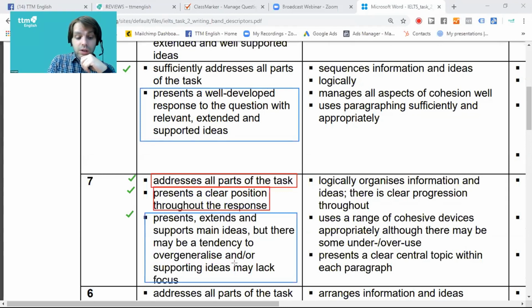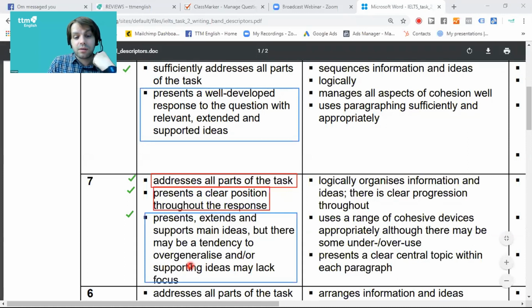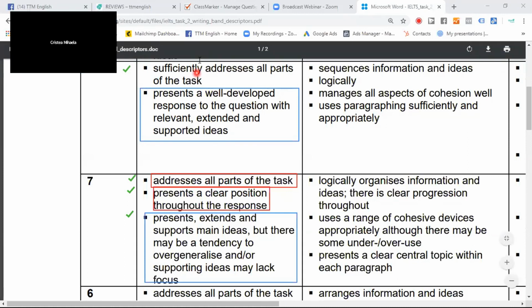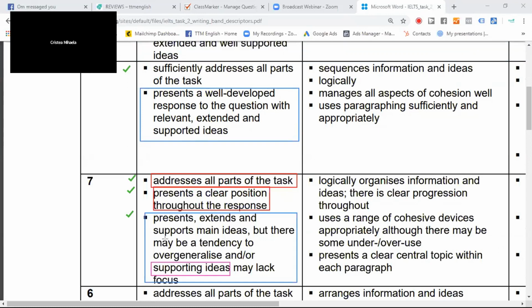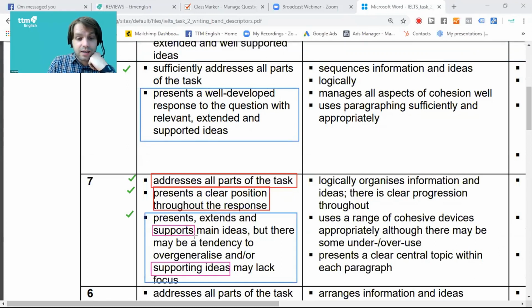Good. Does anyone notice there's one word in both of these that's repeated? It's in here, and it's in here twice. Can you see it? Supporting. Yeah. Right? You've got this, and it's repeated here. Then you've got here, supported ideas. And actually, well-developed, that means a kind of support. So the key word here for me is support.